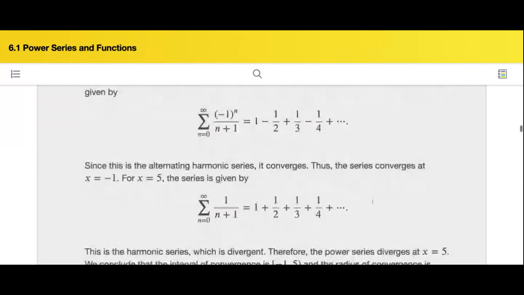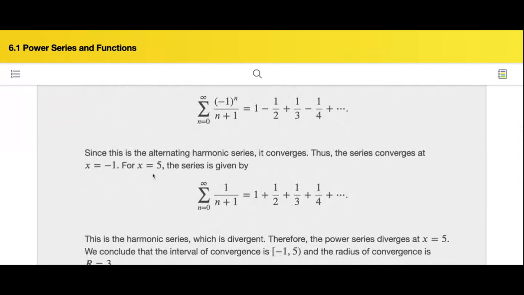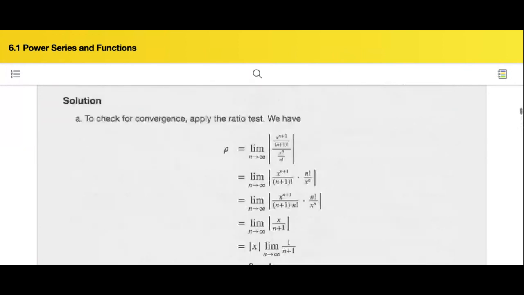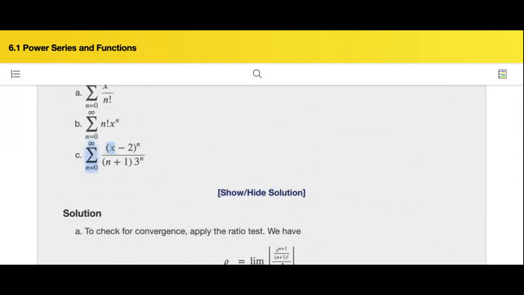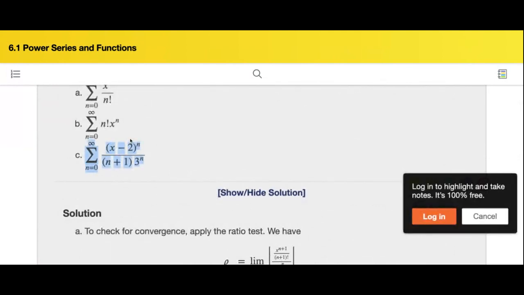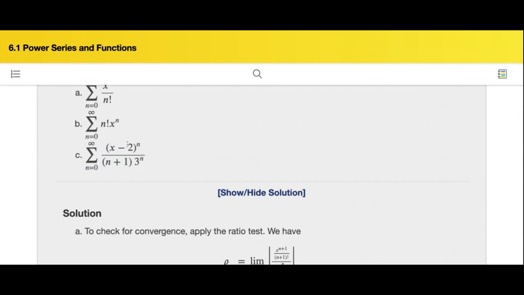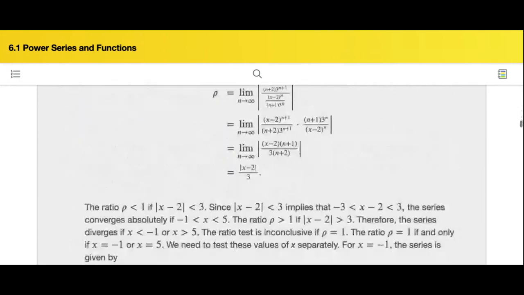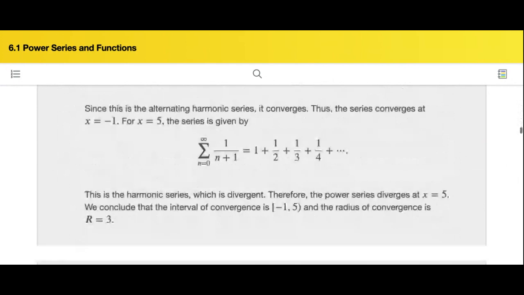Now similarly, let's try 5. For x equals 5, we also plug into the original series. 5 minus 2 is 3, 3 raised to n. And 3 to the n divided by 3 to the n becomes 1. So the series becomes 1 over n plus 1. That's exactly the harmonic series, and we know the harmonic series diverges. So the series diverges at x equals 5.